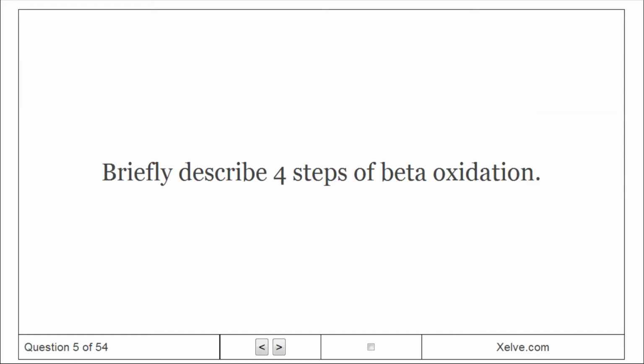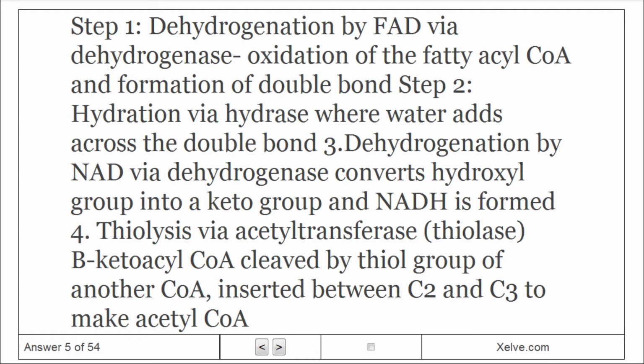Briefly describe the 4 steps of beta-oxidation. Step 1. Dehydrogenation by fatty acyl-CoA dehydrogenase, oxidation of the fatty acyl-CoA and formation of a double bond. Step 2. Hydration via hydratase, where water adds across the double bond. Step 3. Dehydrogenation by NAD via dehydrogenase converts the hydroxyl group into a keto group and NADH is formed. Step 4. Thiolysis via acyltransferase thiolase: the beta-ketoacyl-CoA is cleaved by the thiol group of another CoA, inserted between C2 and C3, to make acetyl-CoA.